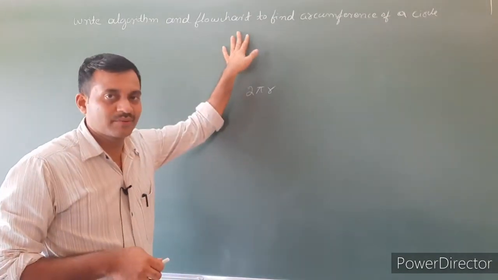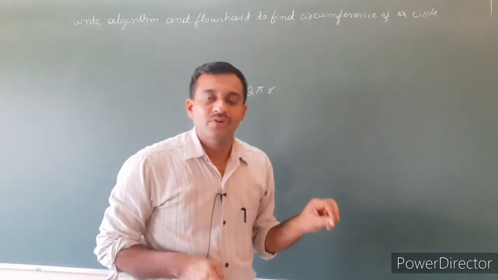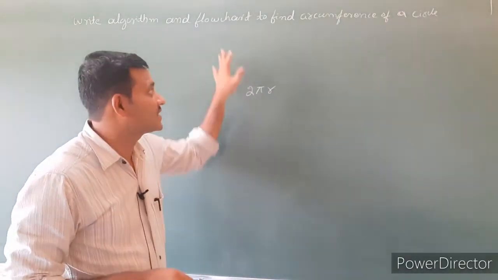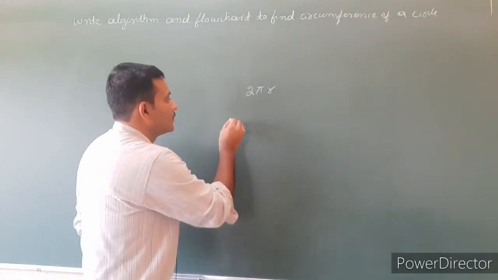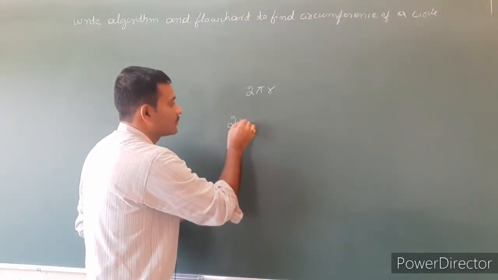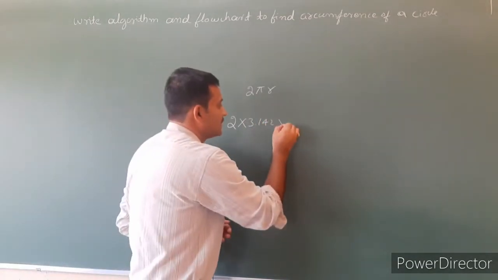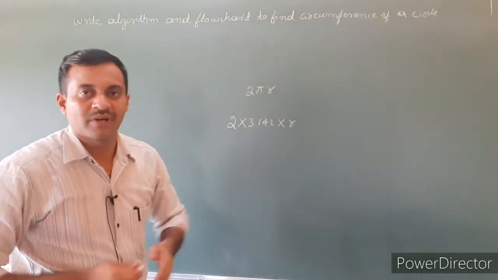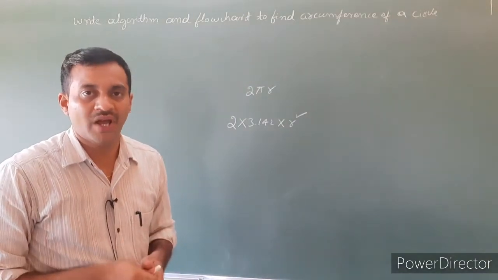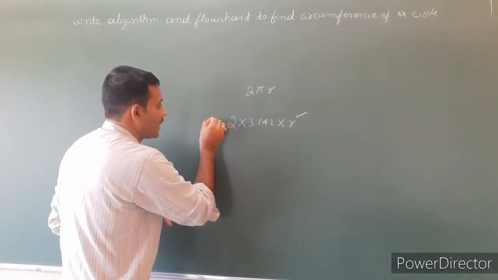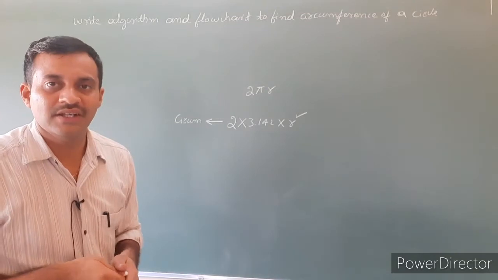Based on the problem definition, we have to analyze with respect to input, output, then additional requirements. Here, the formula is 2 pi r. Here, 2 is a constant, then pi, the value of pi is 3.142. Then, radius is a variable. So, here radius is an input value. Then this expression returns a value, that is the circumference.